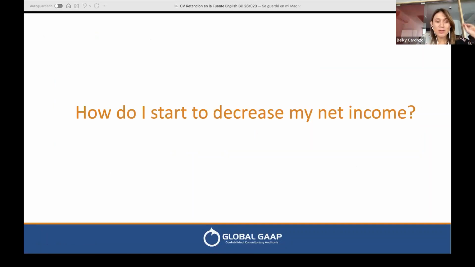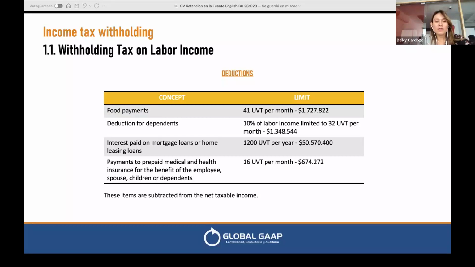So, some tips. We're going to move quickly on the tips that we can use to decrease your net income, so your withholding tax is going to be less on a monthly basis, and your cash flow will increase. Which is the purpose of our conversation today. So super important, these food payments, you can use them to reduce your income, which is going to be the base for the withholding tax.